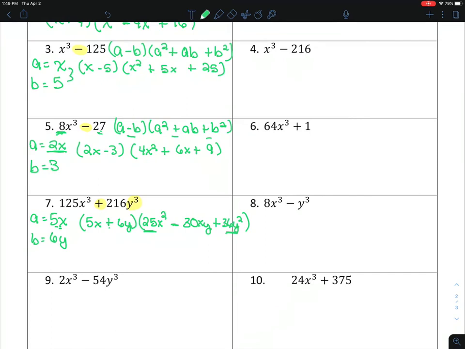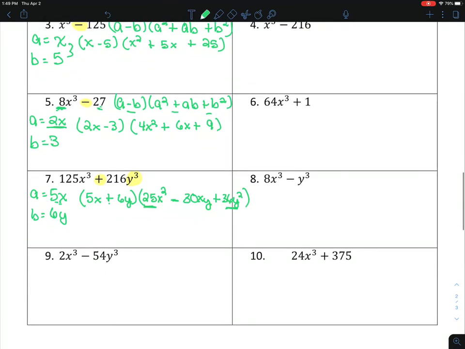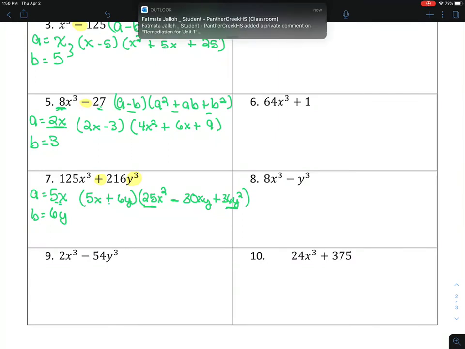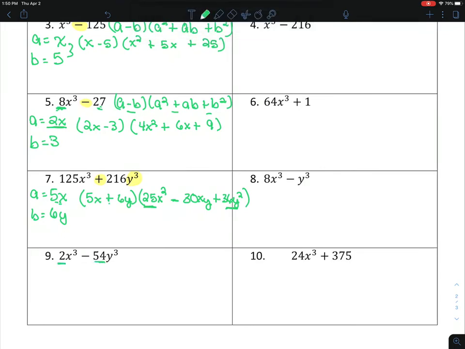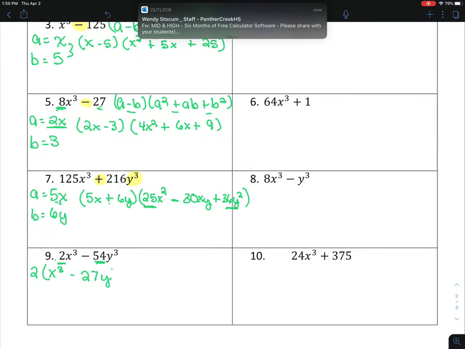Okay? Last one that I'm going to do with you. What's the first question we always ask ourselves when we factor? That is correct. Is there a GCF? And this time we do have a GCF. What is it? You're correct. It's 2. So the first thing I want to do is factor out that 2. When I factor out a 2 here, I get x cubed. 54 divided by 2 is 27.